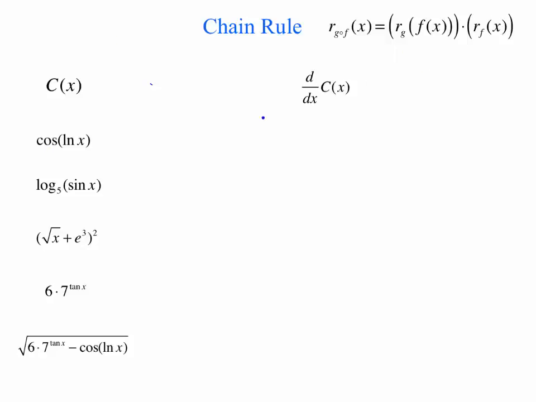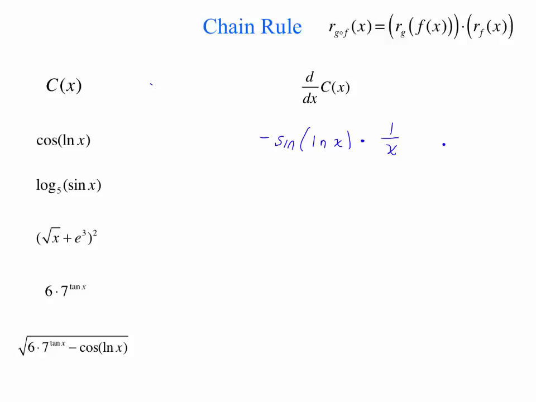So therefore, if we're finding the rate of change of this, we're going to do the rate of change of the exterior with respect to the interior. So rate of change of cosine with respect to natural log is negative sine of natural log x, and then that's that first part, times the rate of change of the interior function, which we just said is 1 over x. There's your rate of change function. That's using that chain rule.